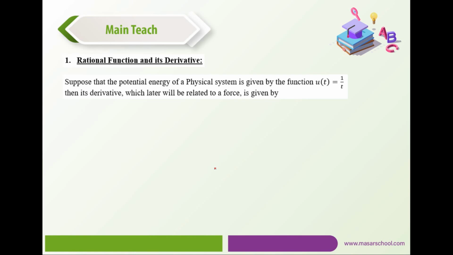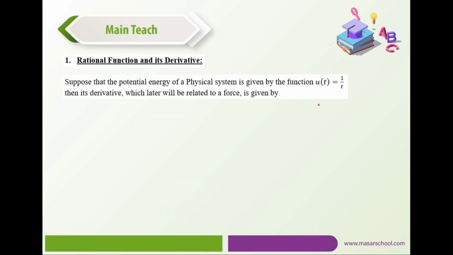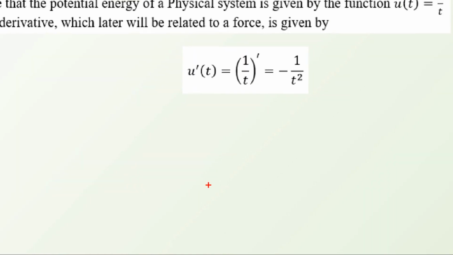Suppose that the potential energy of a physical system is given by the function u is 1 over t, then its derivative, which later will be related to a force, is given by u prime, which is 1 over t prime, and this is given by minus 1 over t square. And let me apply here the formula carefully.